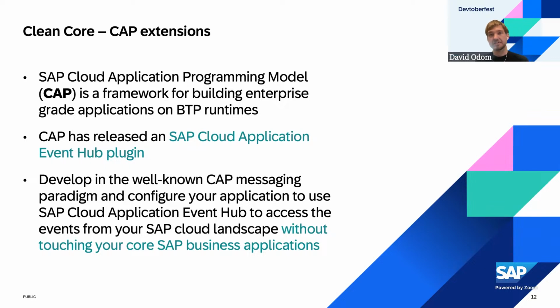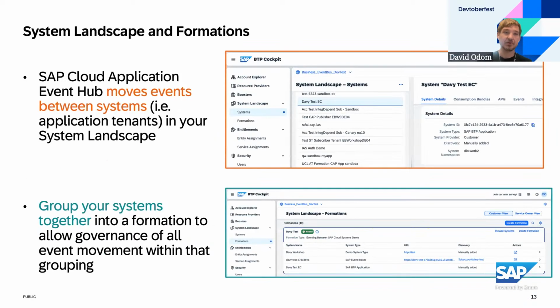And then before we dive into the demo, I just want to walk through a few other concepts that will help you understand what's going on in some parts of the demo. So first, we'll talk some about system landscape and formations. So here's a key point to understand: the SAP Cloud Application Event Hub is moving events between systems in your system landscape. So system here is synonymous with application tenant. And in the orange box, we can see a screenshot from the BTP cockpit where we see some systems inside of the system landscape. This system type I have selected is an SAP BTP application, a CAP application, if you will.